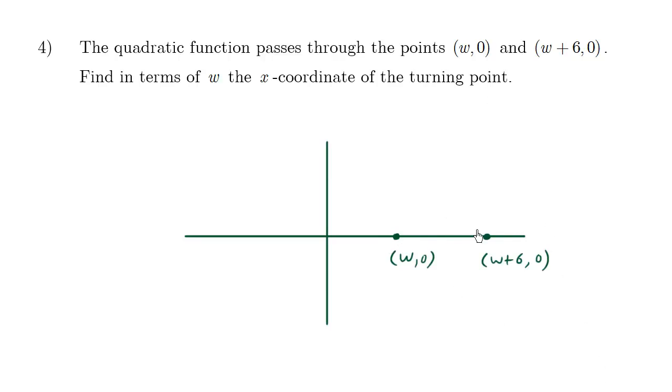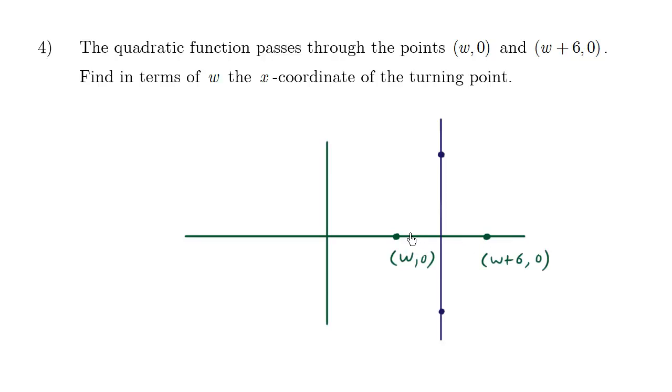Now if the quadratic passes through these 2 points, we know the vertex must be somewhere in between. So it must be between these 2 points, which would be either here or here. We're not sure if this is going to be a sad face or a happy face. The parabola can cut through these 2 points here, but we do know that the vertex must be between these 2 points.